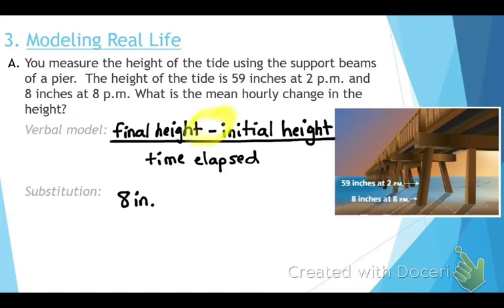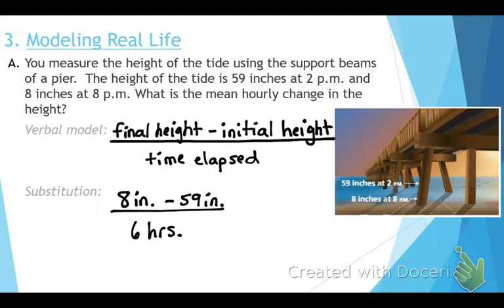Then up here it tells me I have to subtract. So I'm going to bring down that subtraction, and I'm subtracting the initial height, the height that the water started as. What did the water start as? 59. It started as 59 inches. And then it says I'm going to divide it by the time elapsed. If it started at 2 p.m., and the final height was at 8 p.m., how much time elapsed, class? 6 hours.